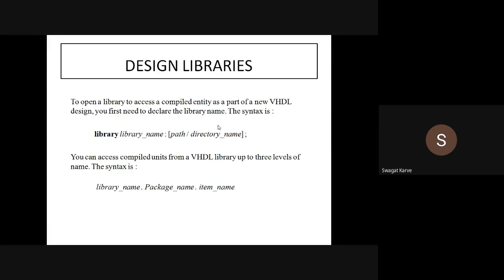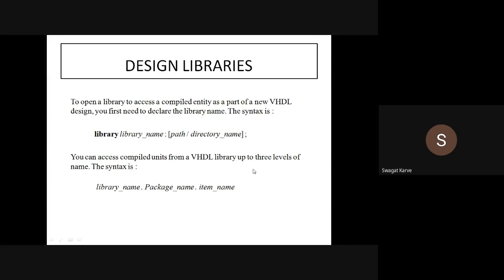Now you can access the compiled units from the VHDL library up to 3 levels of name. That means up to 3 levels of depth you can compile the VHDL library. What is the syntax for that? Library name, then the package name in that library, and then which item of that package you want to use. Inside a library there is a package, and inside a package there is an item. So you can use up to 3 levels: library name, package name, and in that package which subprogram, constant, or data type you want to use, that all are contained in a package.